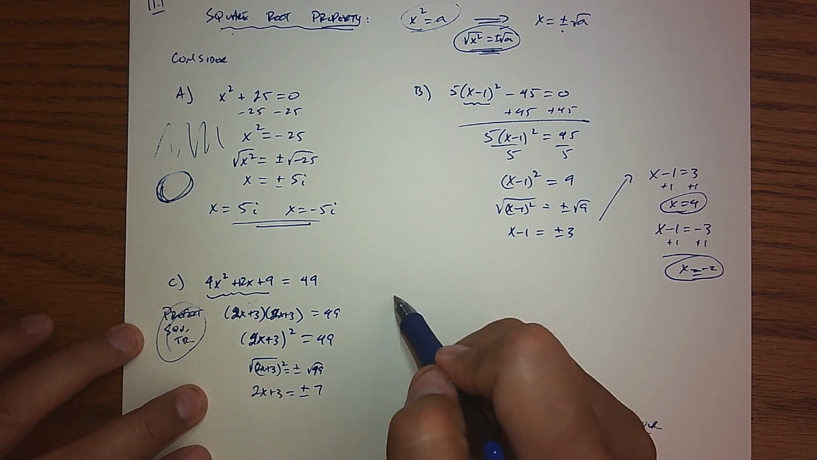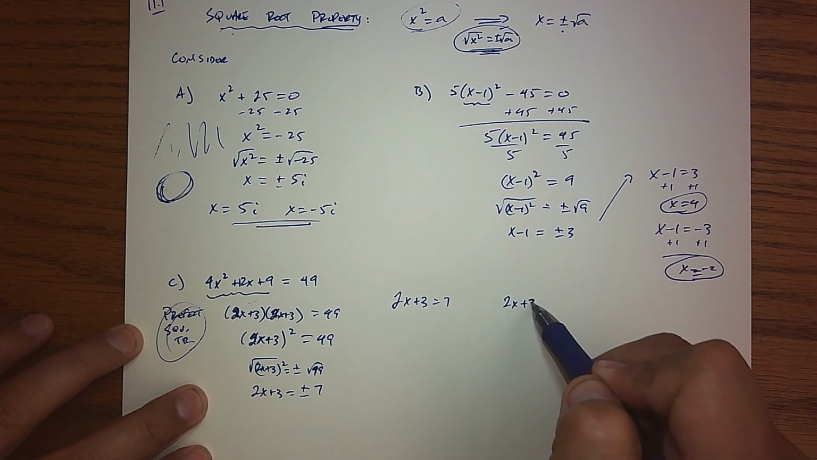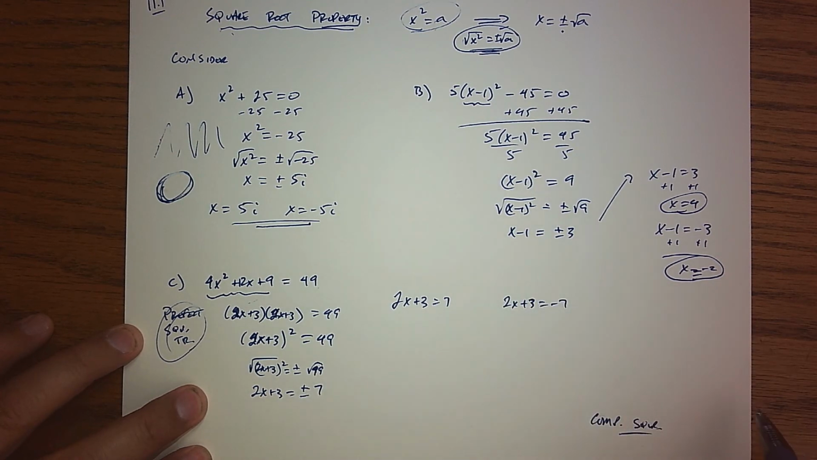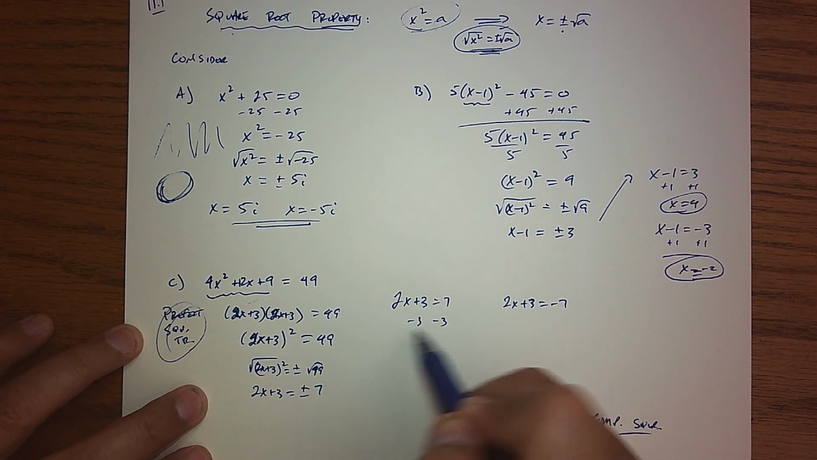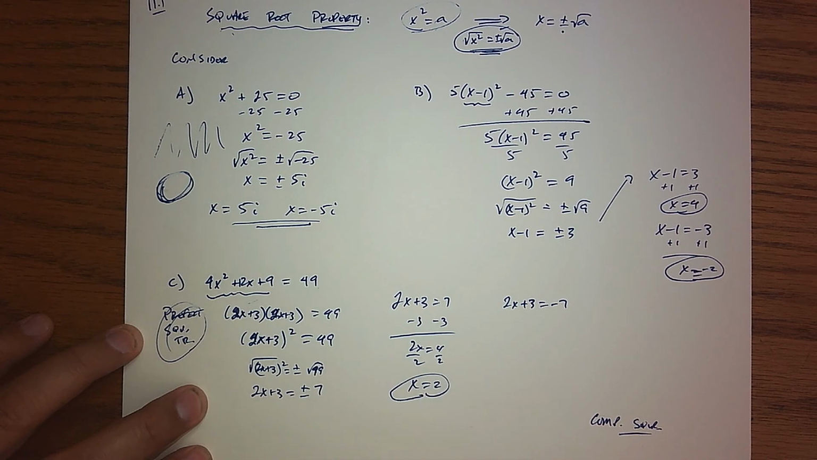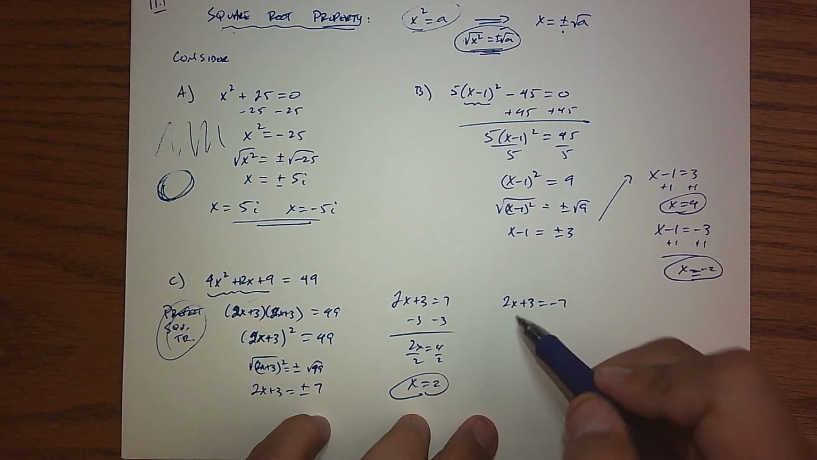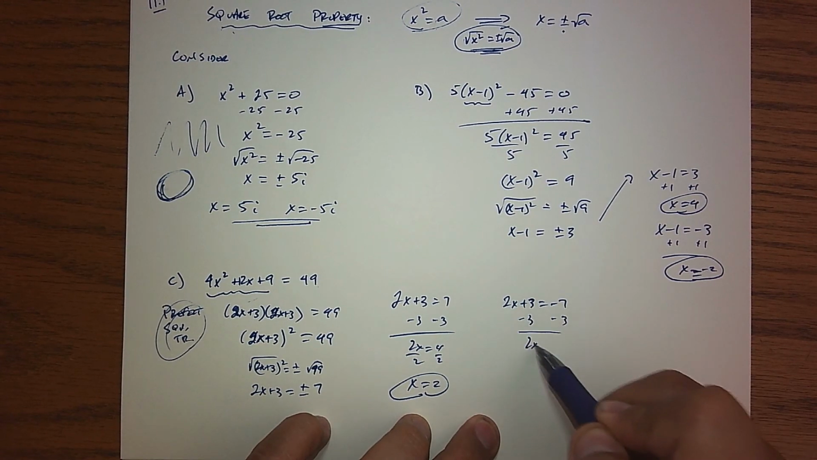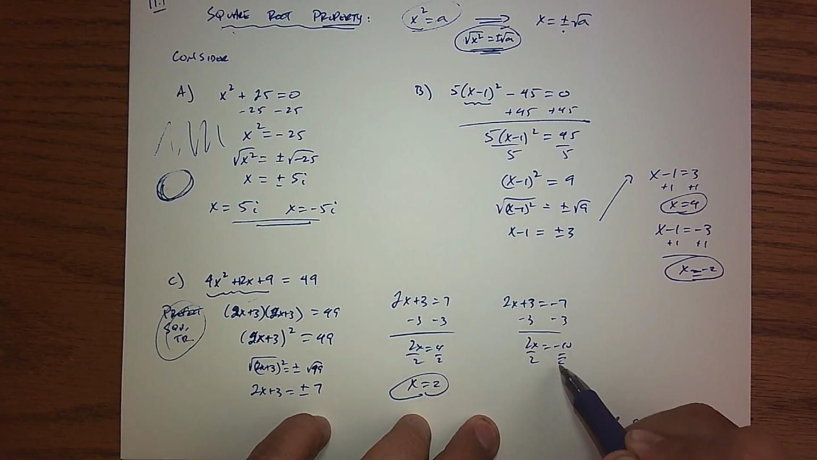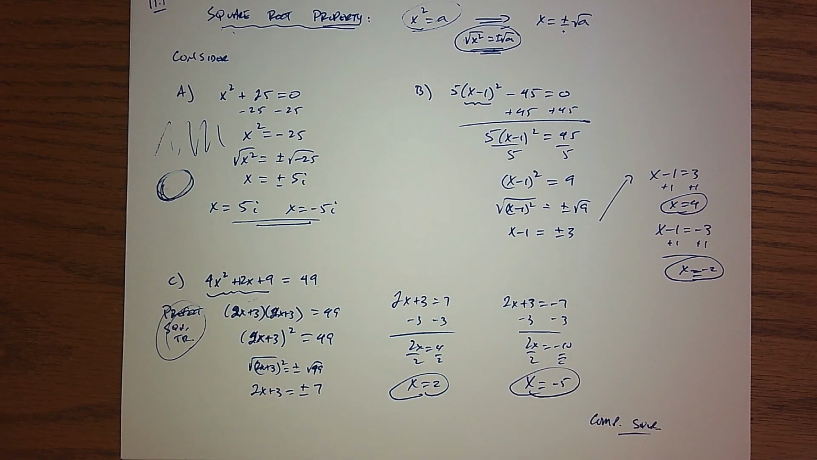All right, and again, we have two equations here. We have 2x plus 3 equals 7, or we have 2x plus 3 equals negative 7. So we'd have two little equations to solve. So subtracting 3, dividing by 2, there's one of our solutions. So x equals 2. And then over here, if we subtract 3 and divide by 2, we get x equals negative 5 as our other solution. And again, you could check them. They do in fact work. All right, and that would be our thing.